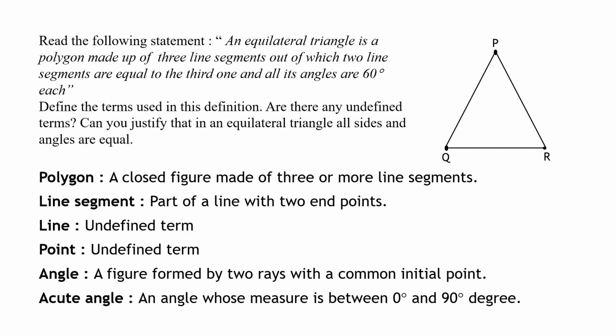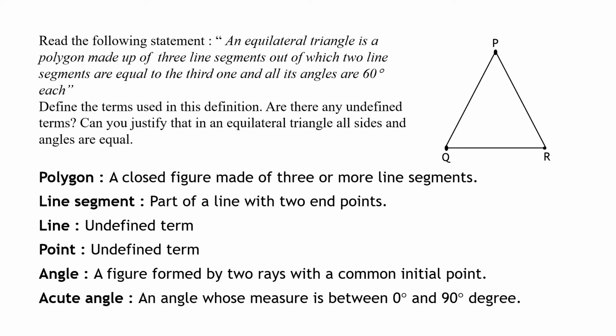Now again we come to one sum. There is a statement given to us, an equilateral triangle. Now you see what is an equilateral triangle. So here again we have to define triangles. Equilateral. So what is special about an equilateral triangle? We'll see to that later on, but here we are given an equilateral triangle is a polygon made up of three line segments, out of which two line segments are equal to the third one and all its angles are 60 degrees.